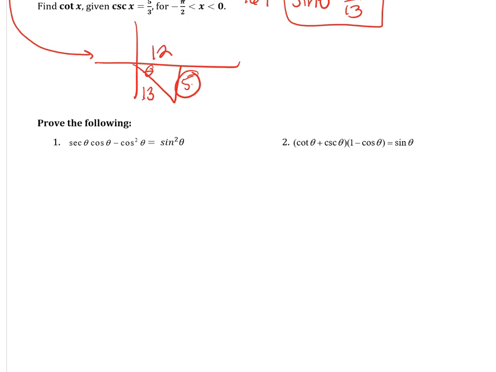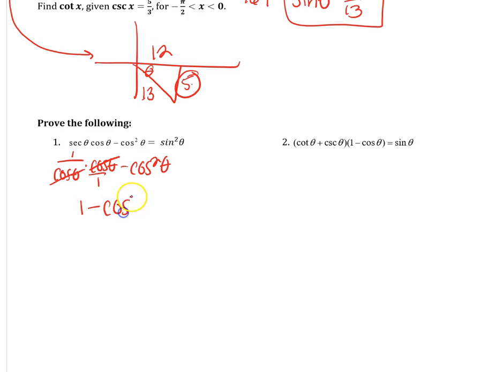All right, last thing, just some proofs here. Show the left-hand side equals the right. Start on the more complicated side. First thing I'm noticing is secant of theta is 1 over cos of theta. That's a substitution I can make. 1 over cos times cos over 1, those would cancel out to go to 1.